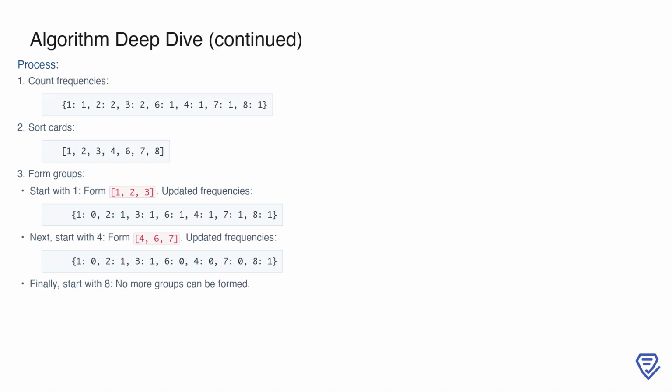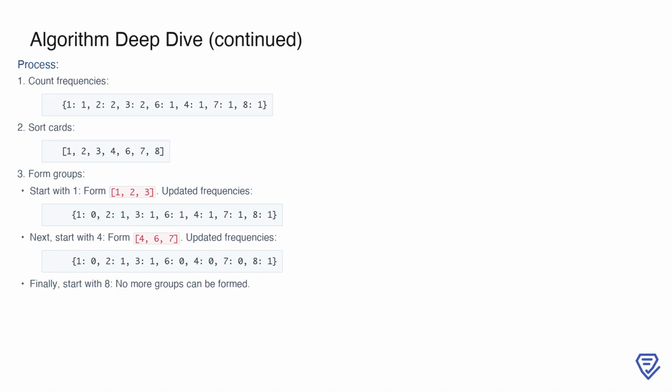From here, we start forming groups. We begin with the smallest card, 1, and form the group 1, 2, 3. After using these cards, the updated frequency map becomes 1:0, 2:1, 3:1, 6:1, 4:1, 7:1, 8:1. Next, we move to the smallest card with a non-zero frequency, which is 2, and attempt to form another group. This time, we form 4, 6, 7. Updating the frequency map again gives 1:0, 2:1, 3:1, 6:0, 4:0, 7:0, 8:1.